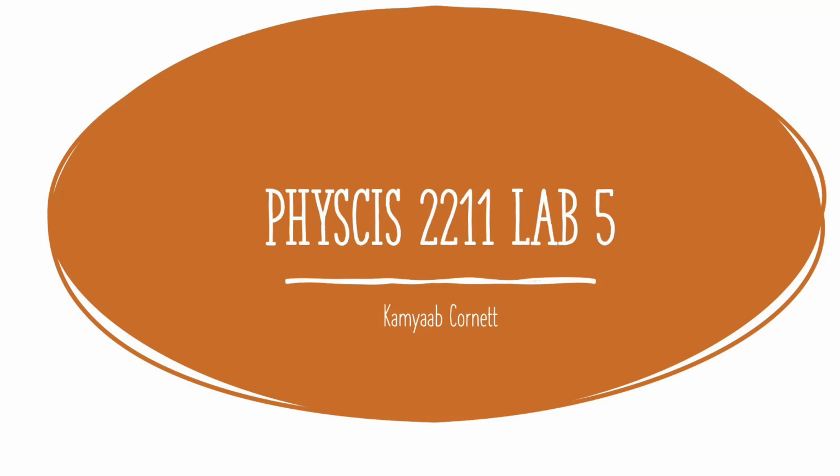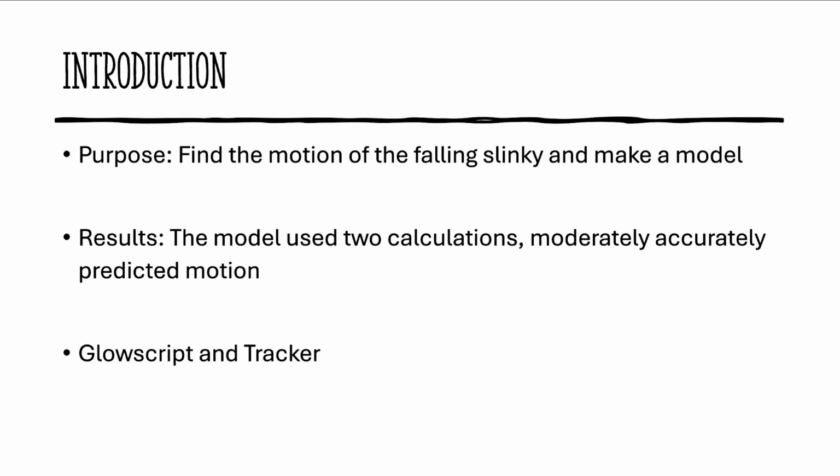Camille Cornett, and this is Lab 5 for Physics 2211. The purpose of this lab is to find the falling motion of the slinky and to construct a model in GlowScript. The motion was tracked using Tracker, and the video I used was from Veritasium. The results: the model used two calculations, one for after the bottom of the slinky fell and one for before, and overall the model moderately accurately predicted the motion of the falling slinky.